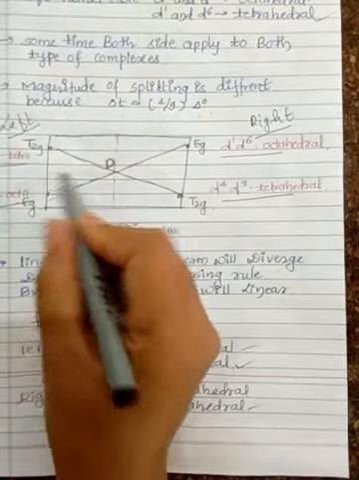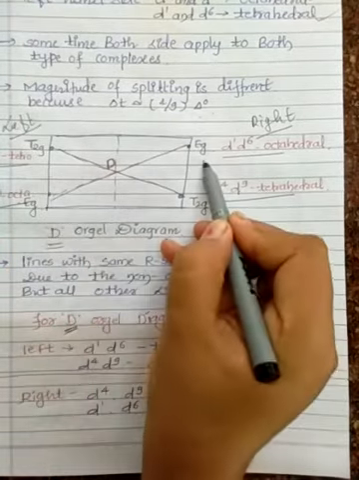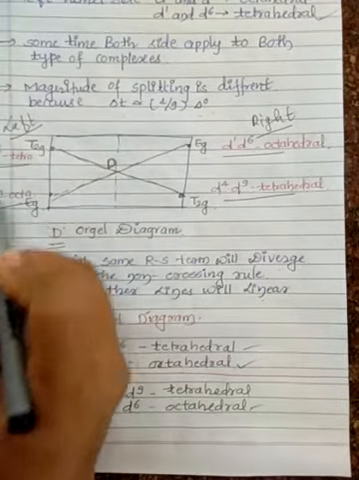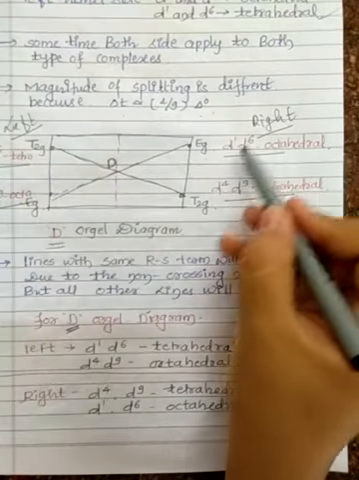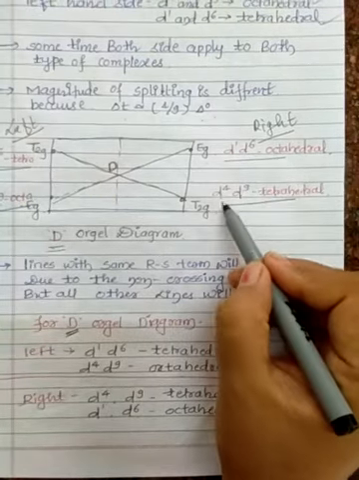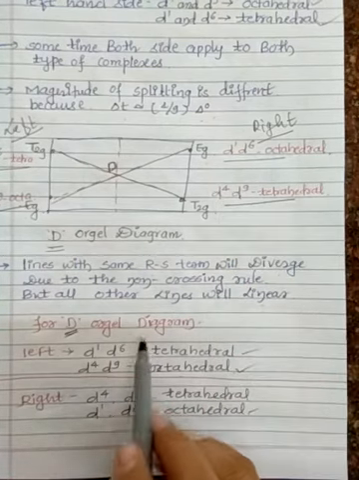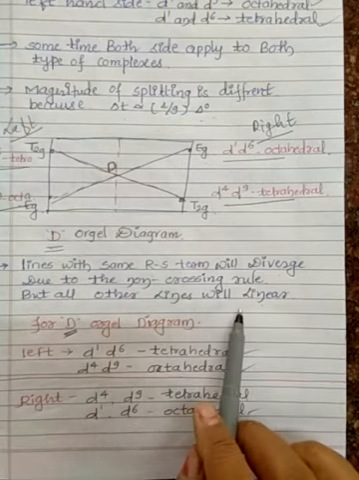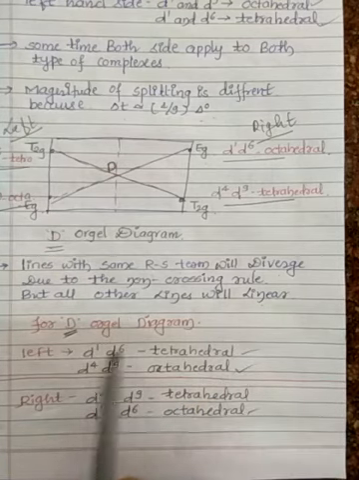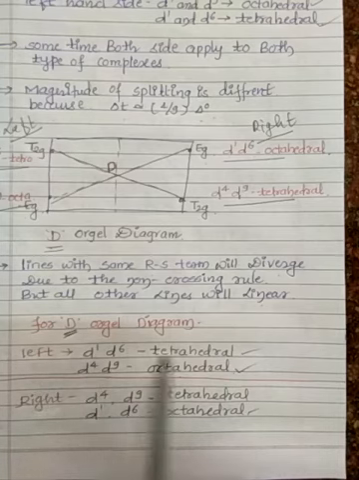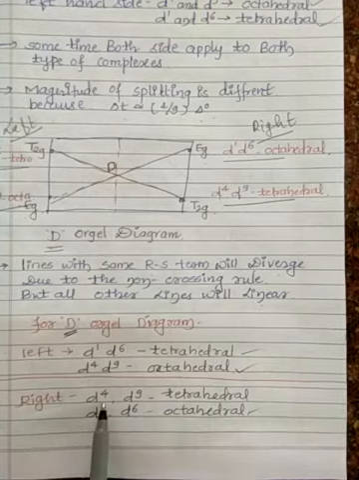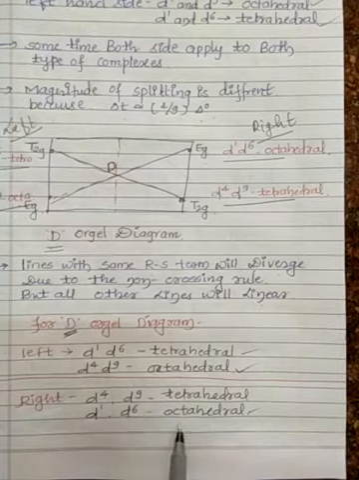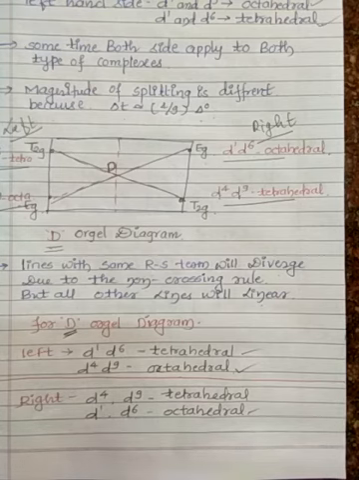Okay, so here D, T2G, T2G, EG, EG, D1, D6 left side tetrahedral, D4, D9 octahedral left side, right side D1, D6 octahedral, left again D4, D9 tetrahedral. Lines with the same Mulliken symbol will diverge due to the non-crossing rule, but all other lines will be linear. For D Orgel diagrams, left, that is D1, D6 tetrahedral, D4, D9 octahedral, and right side D4, D9 tetrahedral, D1, D6 octahedral. This is about the D orbital diagram. Next, what about the F orbital diagram?